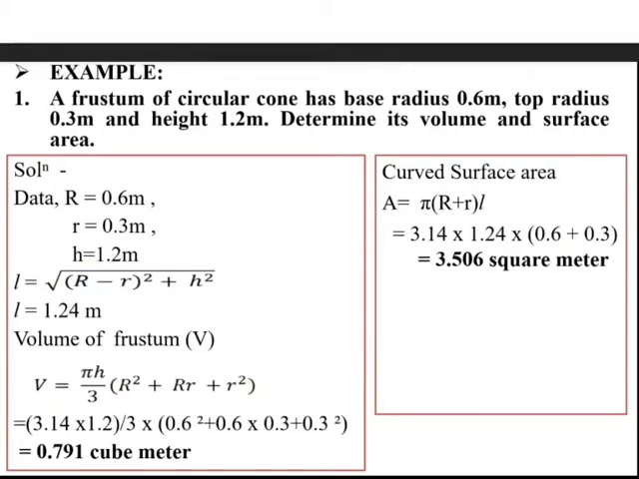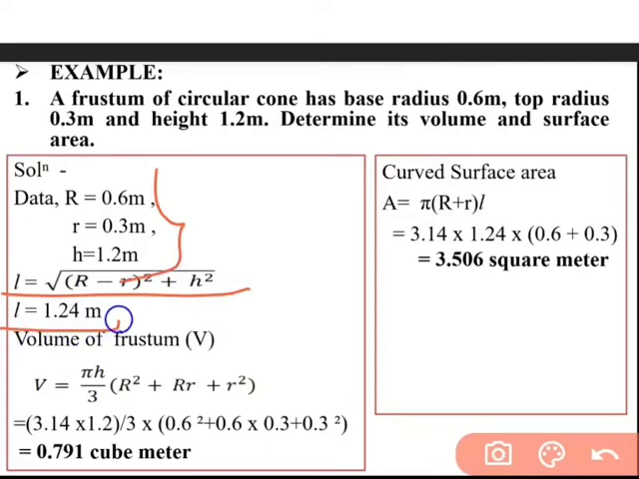So next, first of all find out the slant height L. Write down the equation of the slant height, that is this, and put the values in the equation. So we get the value of the slant height is equal to 1.24 meter.